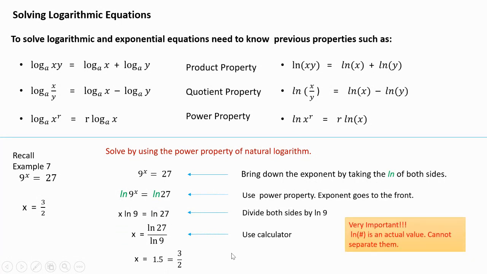Now, this is crucial, guys. Very, very important. The ln of a number is an actual value. For example, here, this does not mean ln times 9. There are a lot of misconceptions from students who are barely learning natural logs. They think that, say there was a 3 here, they can divide by 9. No, you cannot do that, because all of this is a number together. You cannot separate them. So you divide by the whole ln of 9. Please don't forget that.